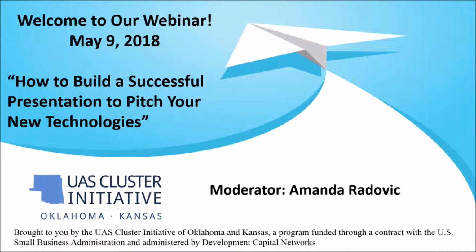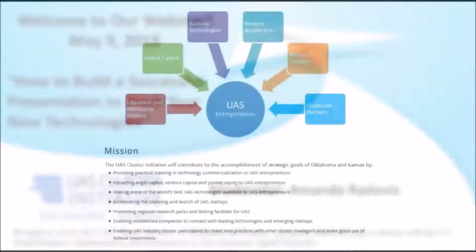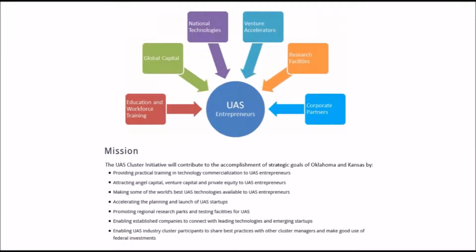My name is Amanda Radovic. I'm the program manager for the cluster, and we are part of an SBA Regional Innovation Cluster group. We're one of 7 clusters around the country. We focus on unmanned aerial systems, and our geographic footprint is Oklahoma and Kansas, but we also have national efforts.